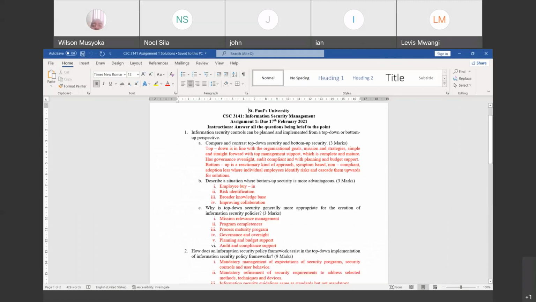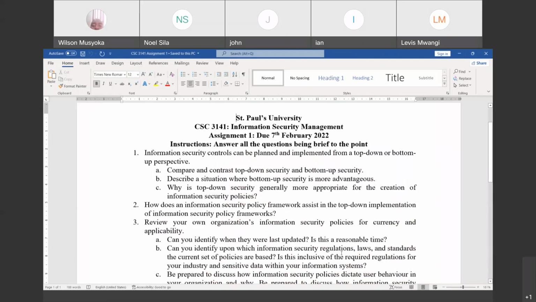And that is in an area whereby employees are buying into the aspect of securing the system. So that is where we talk about employee buy-in.